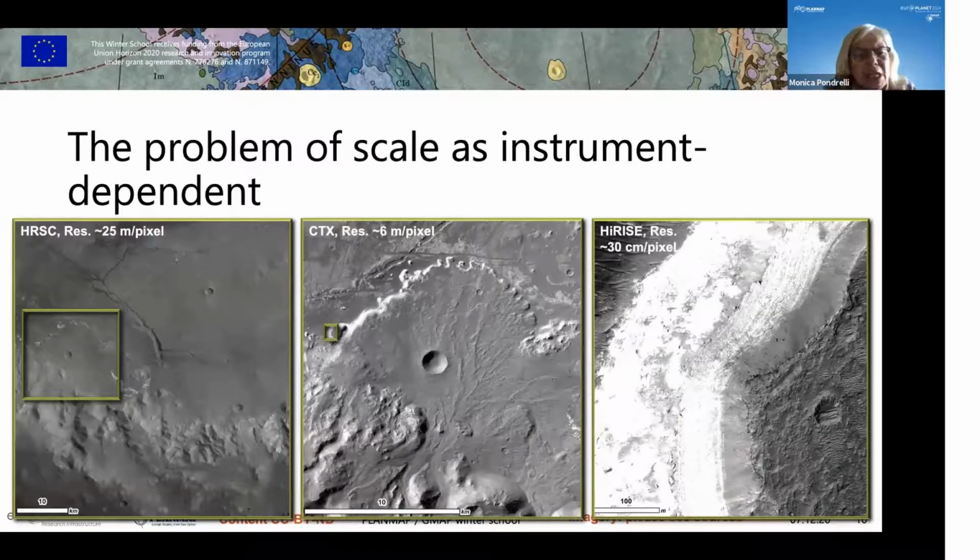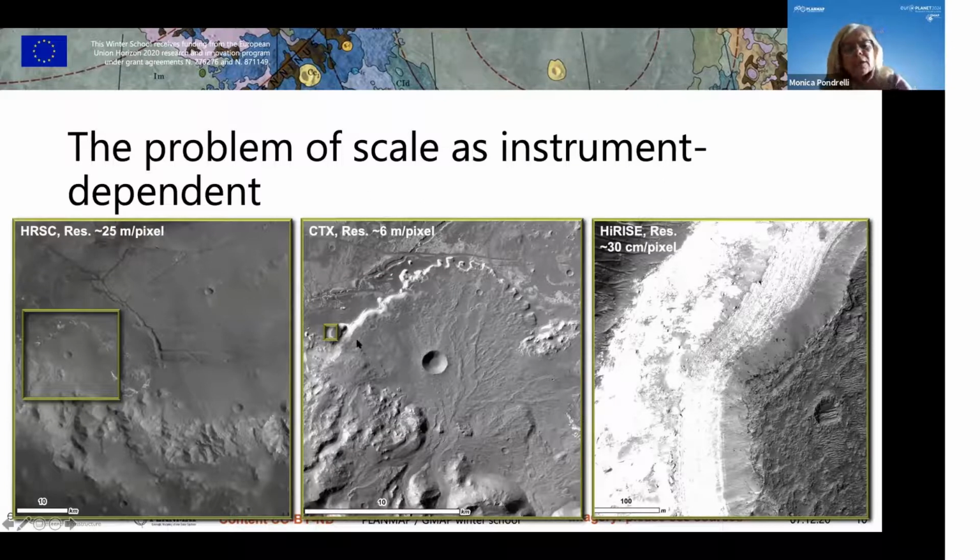First of all, the problem of scale as instrument dependent. We have here three images of the same area with three different data sets. This is HRSC. You see the resolution here, and we can see this landform. Basically, we see that this is a fan-shaped landform. We distinguish some light-tone deposits, but that's it.